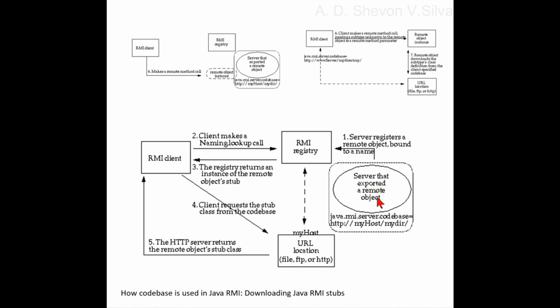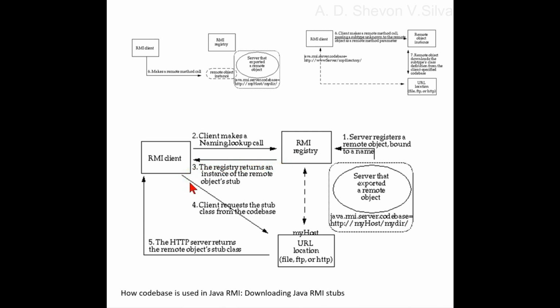Here you can see a server that exported a remote object. The server registers a remote object bound to a name. Here step 1 is connecting to a server that exported the remote object, with java.rmi.server.codebase equal to this address. Here step 2, the RMI client is connected to the RMI registry, where the client makes a Naming.lookup call. Here step 3, the RMI registry returns an instance of the remote object stub.